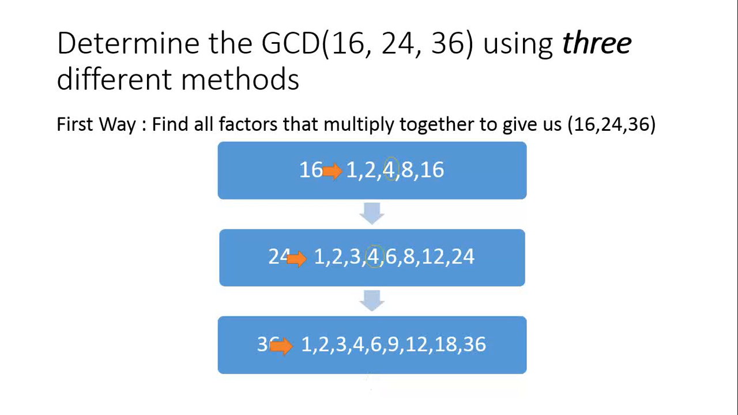So after finding the numbers, we look at the greatest common number between all of them, and we see that 4 is the greatest common number.